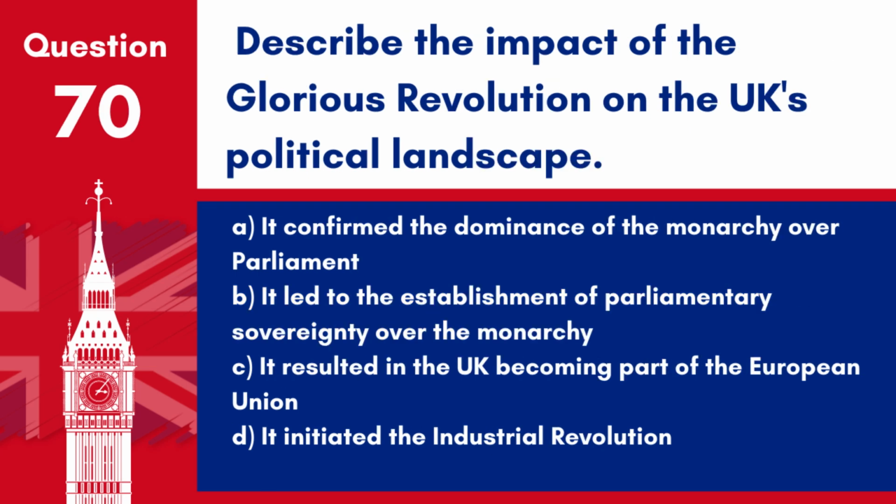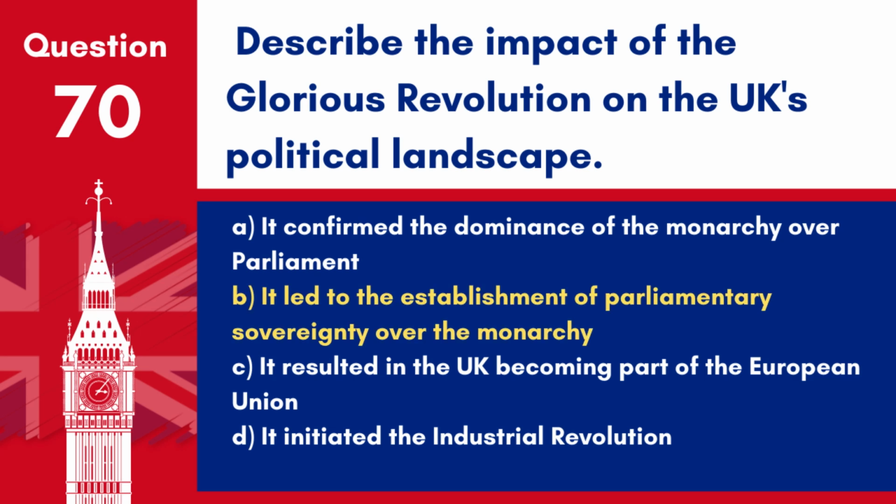Question 70. Describe the impact of the Glorious Revolution on the UK's political landscape. A. It confirmed the dominance of the monarchy over Parliament. B. It led to the establishment of parliamentary sovereignty over the monarchy. C. It resulted in the UK becoming part of the European Union. D. It initiated the Industrial Revolution.